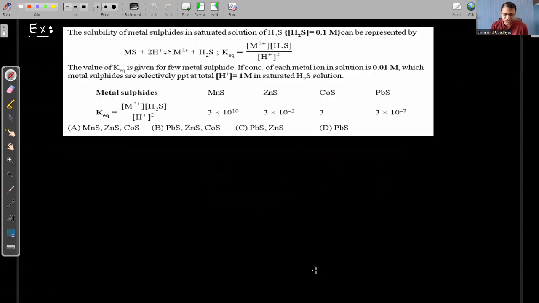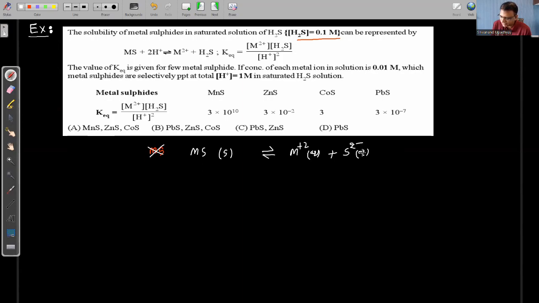This is also the same question. In place of calcium carbonate, we have taken some metal sulfide. So the solubility of metal sulfide in saturated solution of H2S. In saturated solution of H2S, the concentration of H2S is equal to 0.1 molar. So this is the equilibrium. If I explain here, metal sulfide in solid state is in equilibrium with metal 2 plus ion in aqueous state plus sulfide ion in aqueous state.